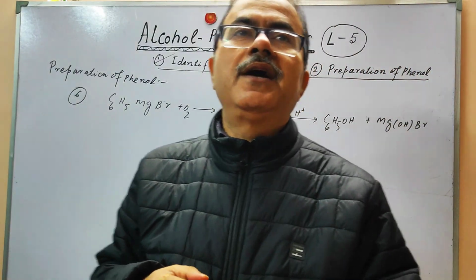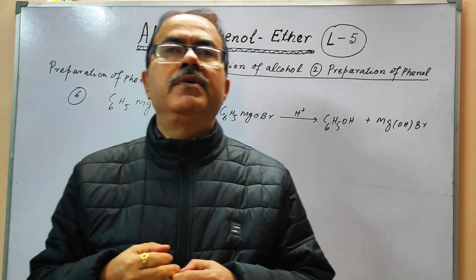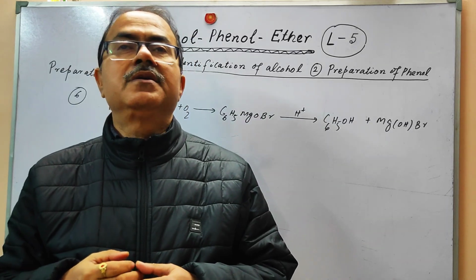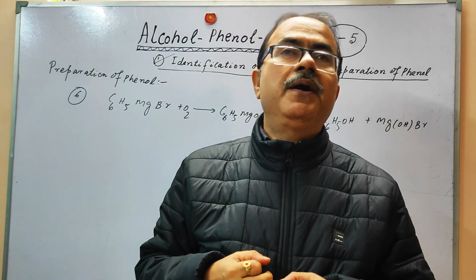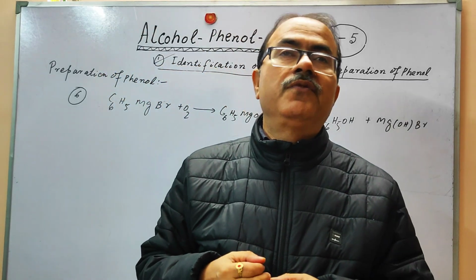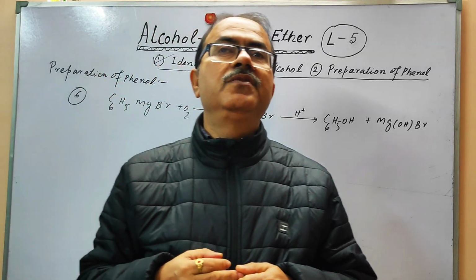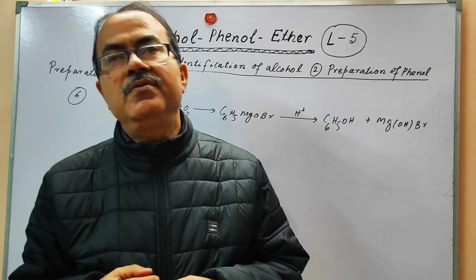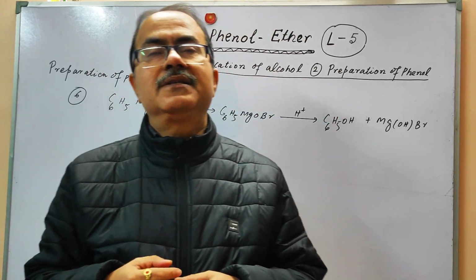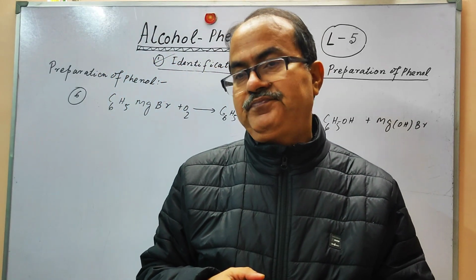So in this lecture we have discussed, first, the identification of the different types of alcohols. We have discussed the Victor-Meyer test, then the Lucas test, and the hot copper test, and how we can identify them. And the second part of this lecture was phenol. How we can produce the phenols from different derivatives of benzene, that is from chlorobenzene, from benzene sulfonic acid, from benzene diazonium chloride, from cumene, from the decarboxylation of salicylic acid, and lastly the Grignard reaction.